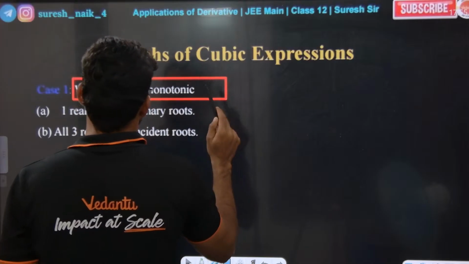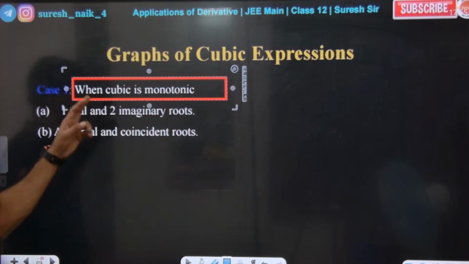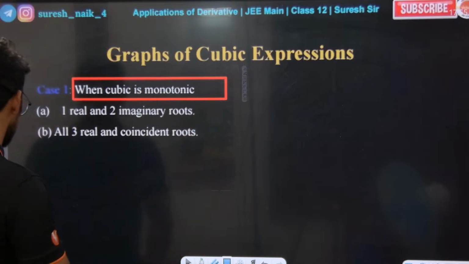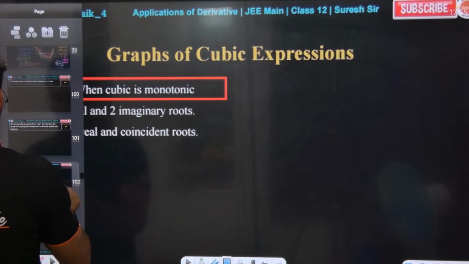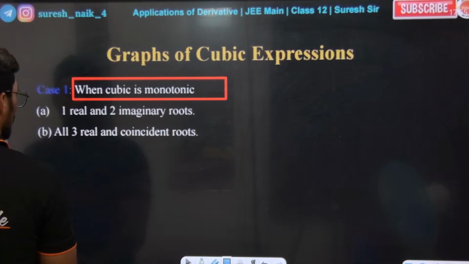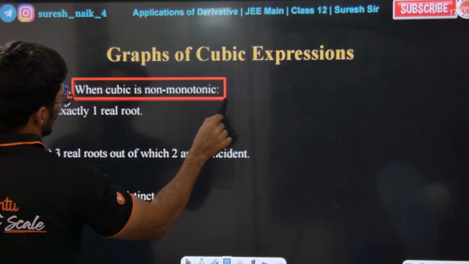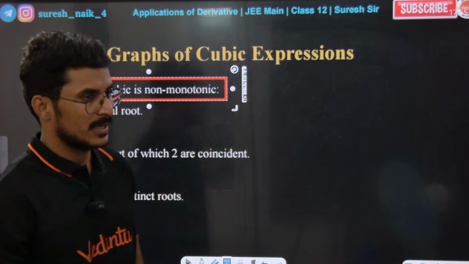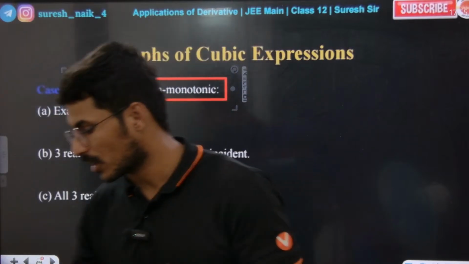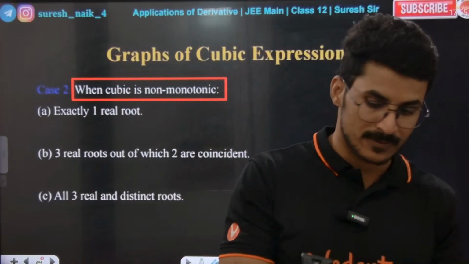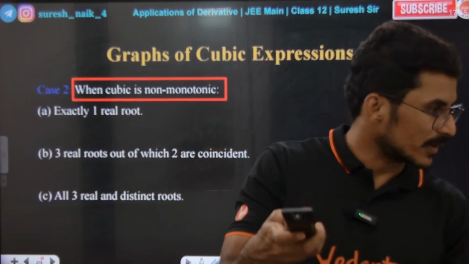Are you getting the point or not? Two cases. Case 1 is when the cubic is monotonic, and case 2 is when the cubic is non-monotonic. Sir, what does it mean that the cubic is monotonic or non-monotonic? Sir, to draw the graph of a cubic expression, we need to learn two cases. One minute, I have adjusted the focus.